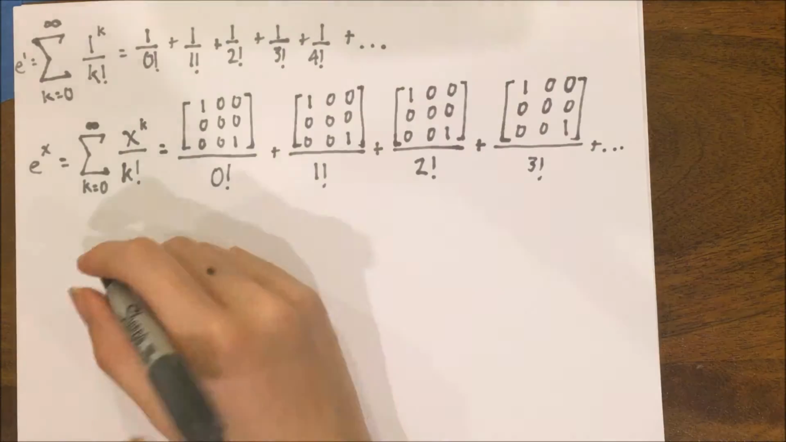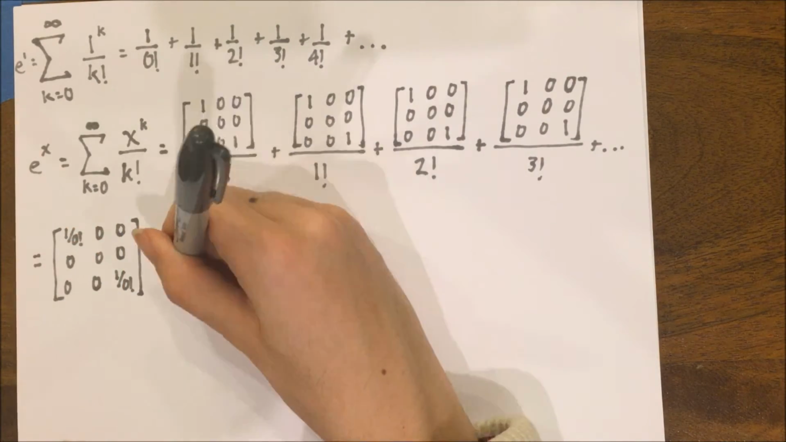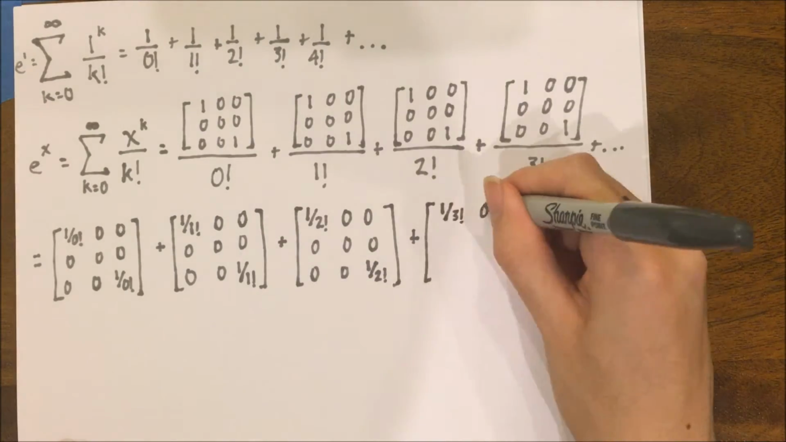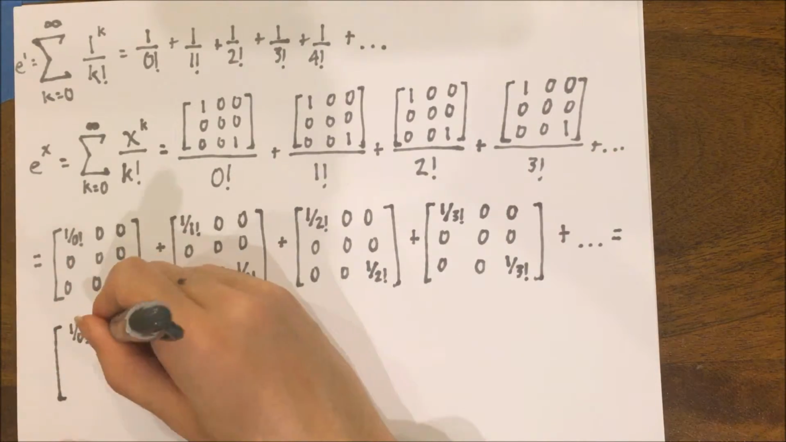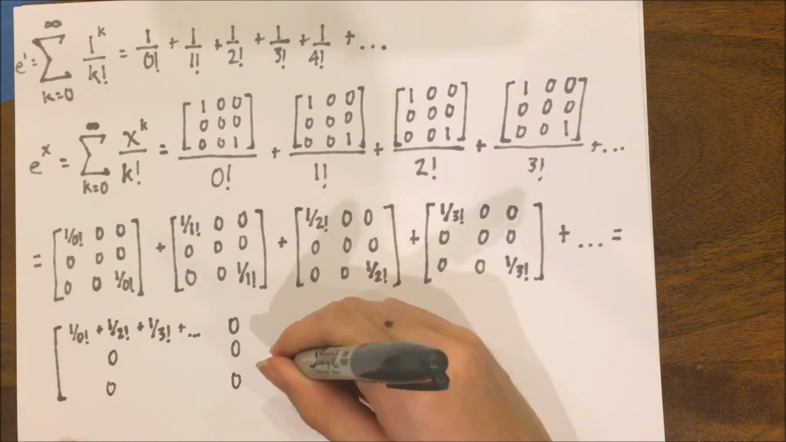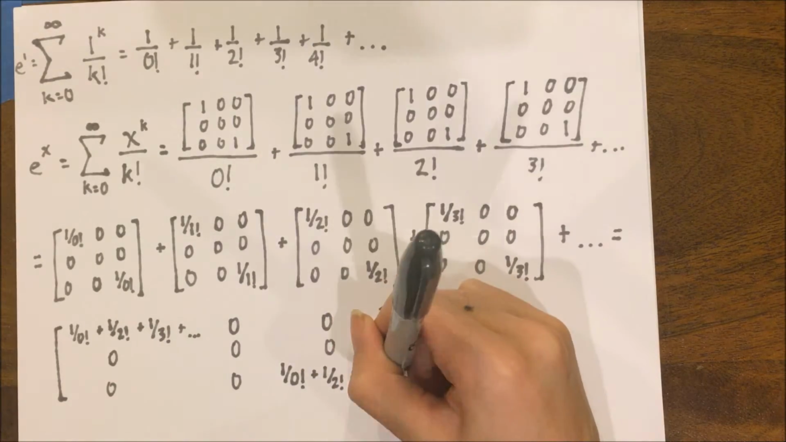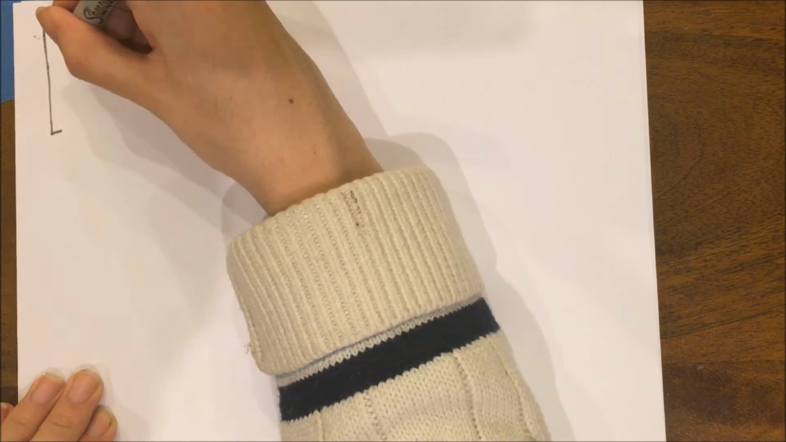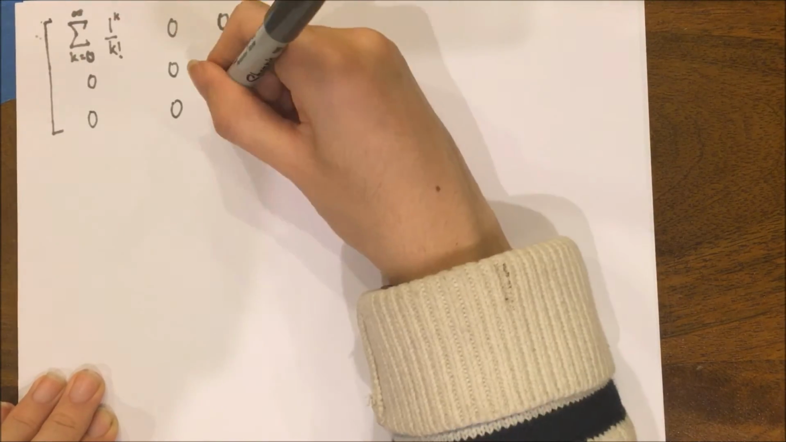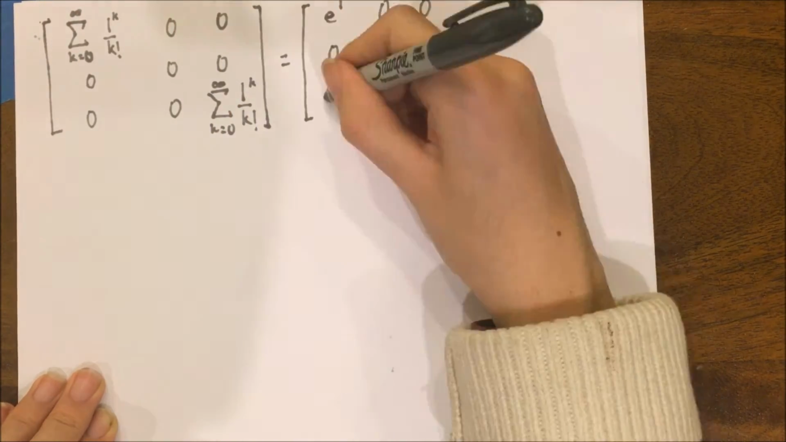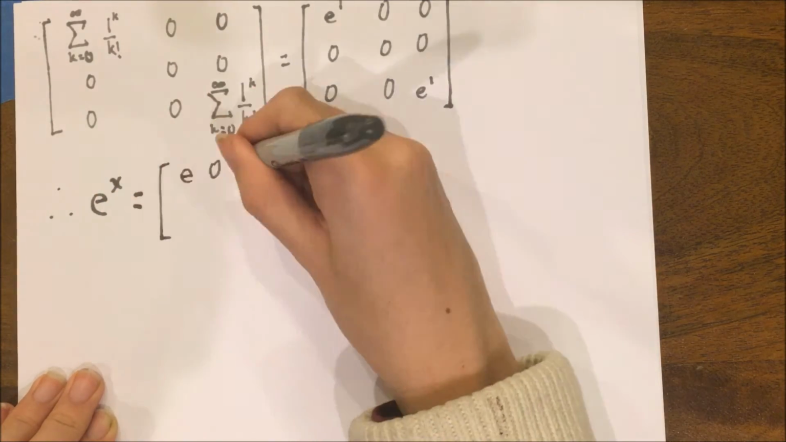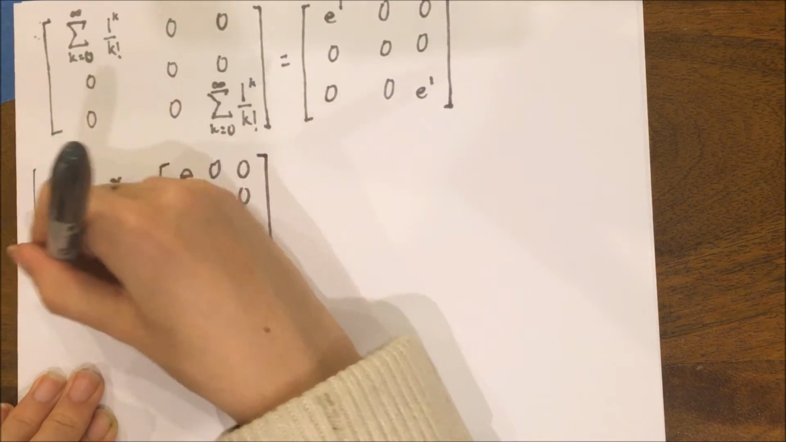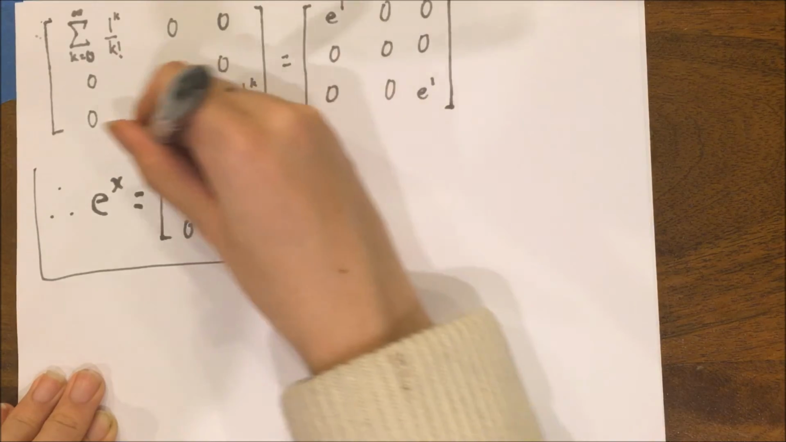We can then simplify the matrix to 1 over k factorial, 0, 0, 0, 0, 0, 0, 0, 1 over k factorial. Then, due to the definition of e to the x that we are given, the sum of 1 over k factorial becomes e to the first power, or e. Therefore, our final answer is e, 0, 0, 0, 0, 0, 0, 0, e.